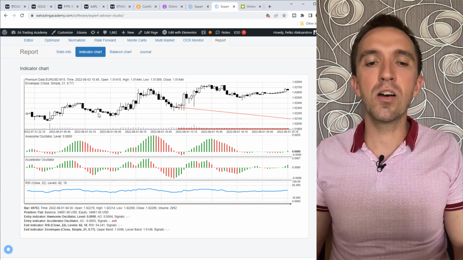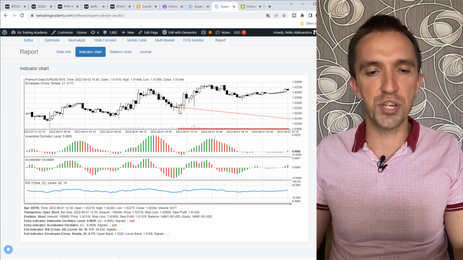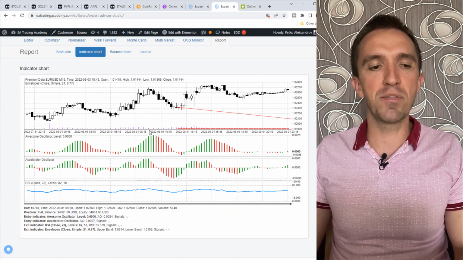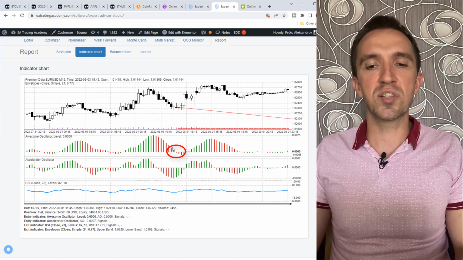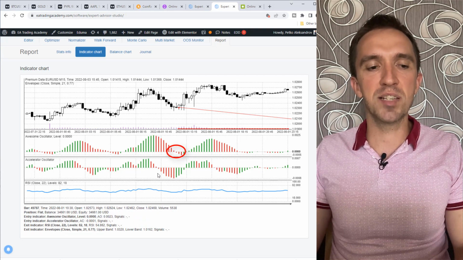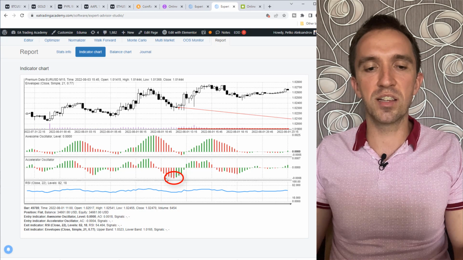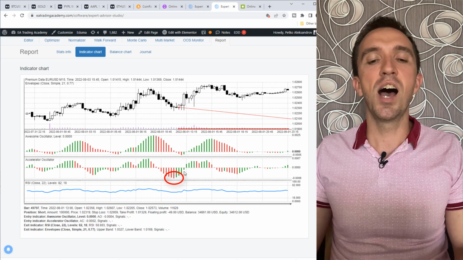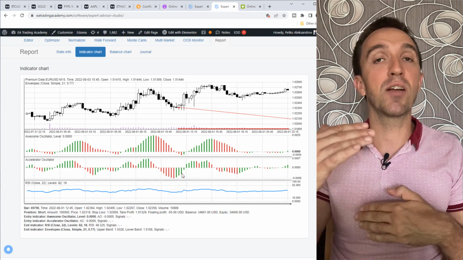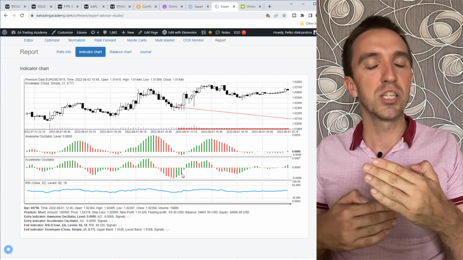Before I end the video, I want to show you the short trade. So right over here we have the awesome oscillator crossing the level line downwards, and at the same time the accelerator oscillator changes its direction upwards. So it's the very same thing from the long trade.